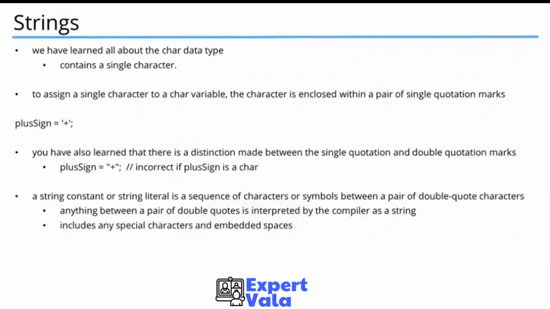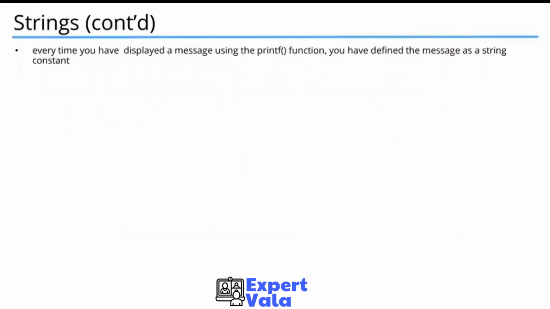It can be alphanumeric characters, it can be special characters that usually make up words. You can think of it as text. You can have spaces, but anything in double quotes is a string literal. Every time you have displayed a message using the printf function, we have defined the message as a string constant. Remember the printf, the first argument we put some text inside there, and we have some format specifiers. This is a string constant.